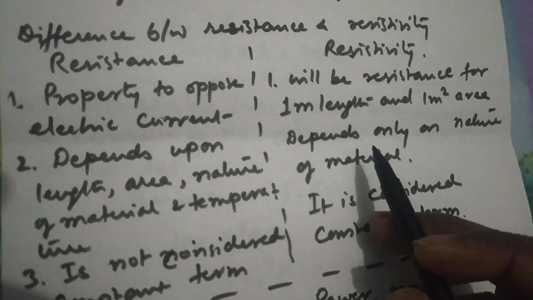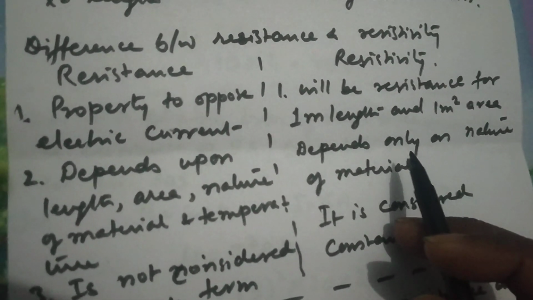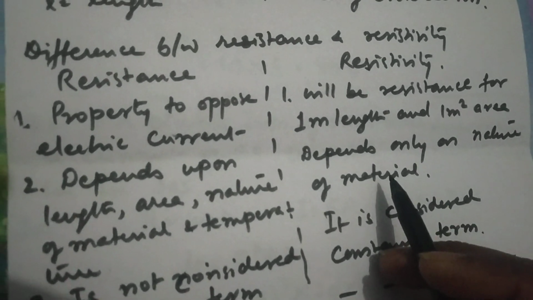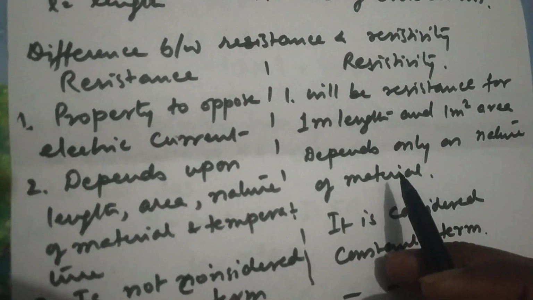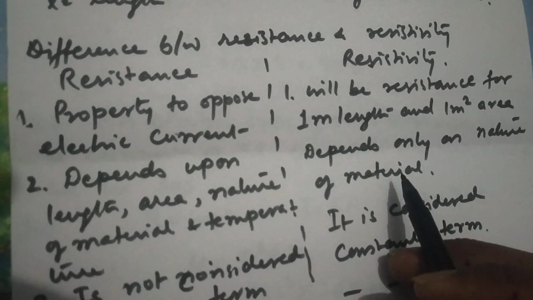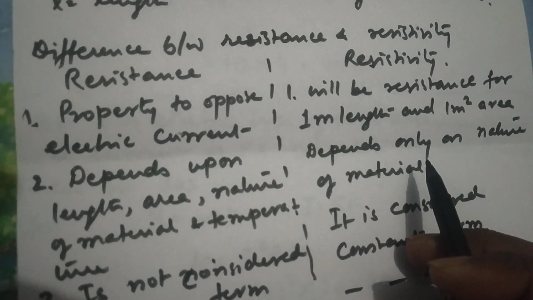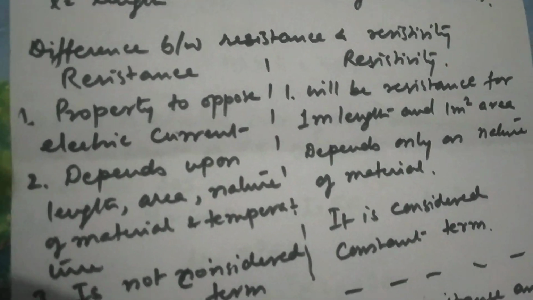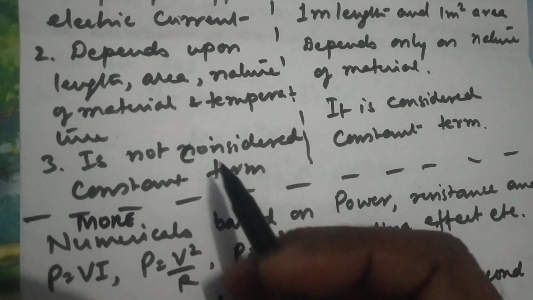But on the other hand, resistivity never depends upon length, never depends upon area, never depends upon the temperature. It depends only upon the nature of the material. It means all other things are immaterial for resistivity. Only the nature of the material determines the resistivity. So resistivity is also given a new name, specific resistance, because it specifies the nature of the material.